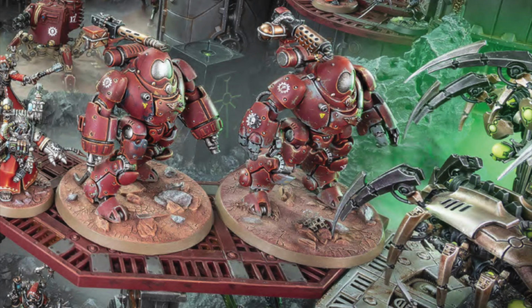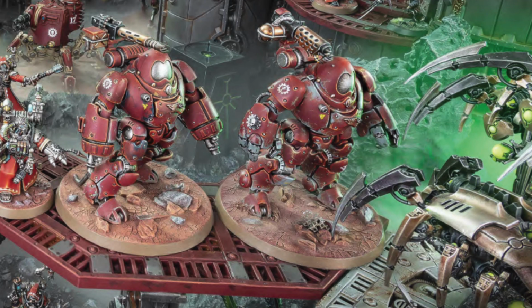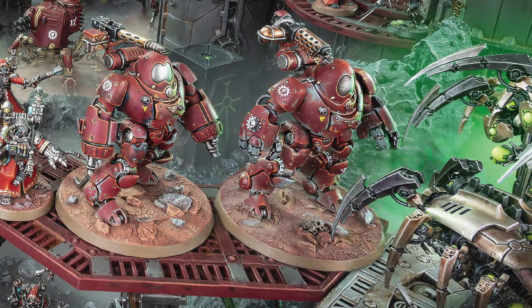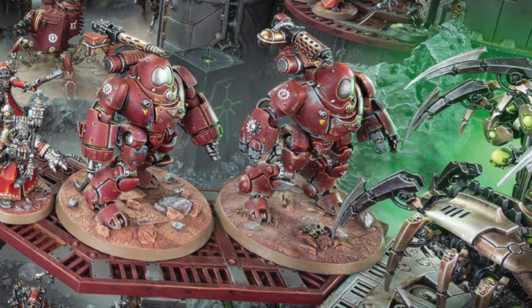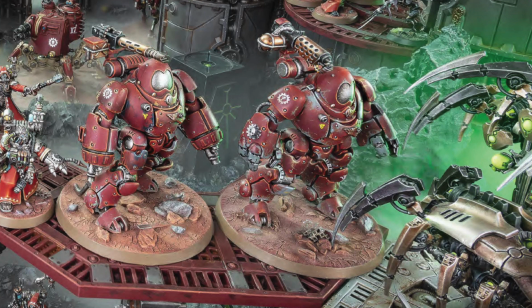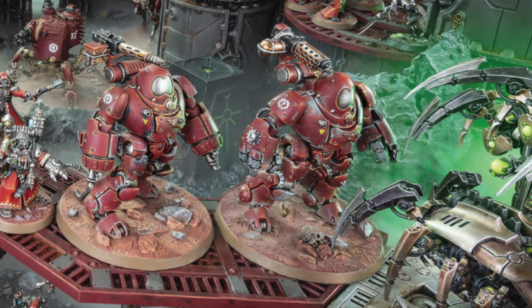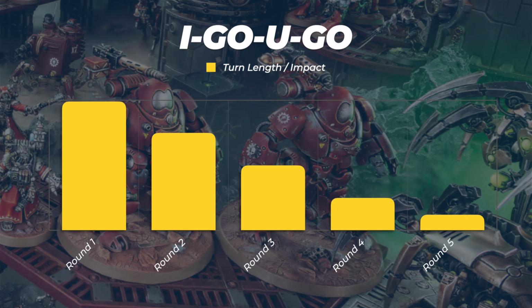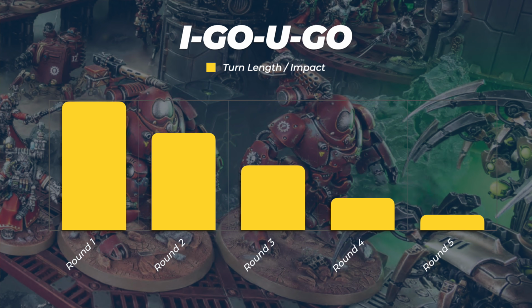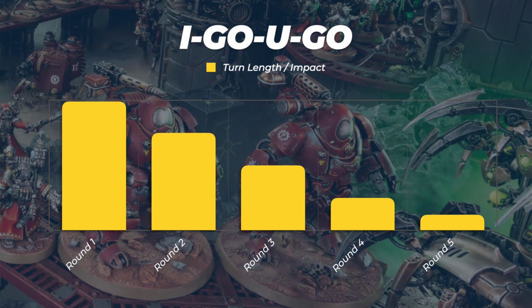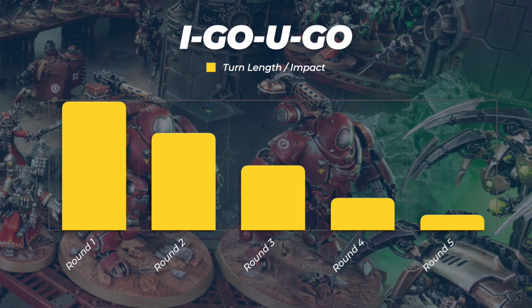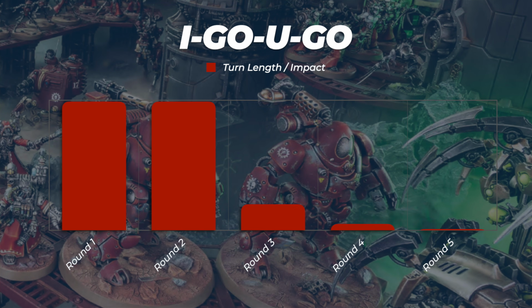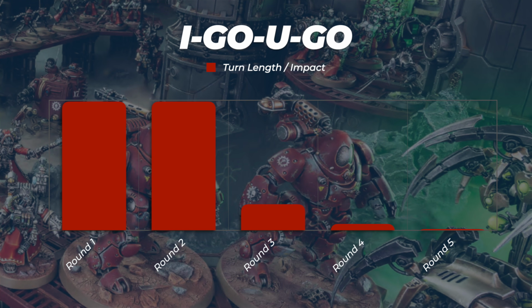In I Go You Go, on the other hand, because all of a player's units are activated at once, the fewer the units on the battlefield, the quicker the turn becomes. If you were to map out the length and impact of a turn in a game such as Warhammer 40,000, I think it would look something like this, with the longest and most impactful turns at the start of the battle. In fact, this steady decline might not be quite right. At its worst, it can look something more akin to this. I think we've all experienced games that have played out like this.